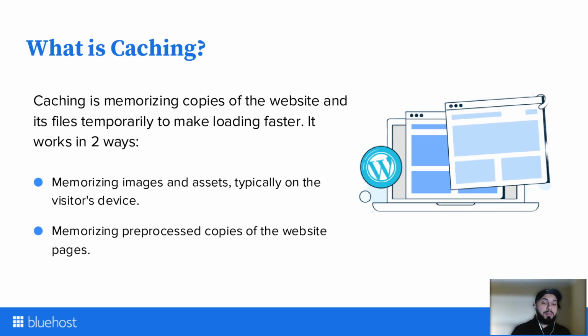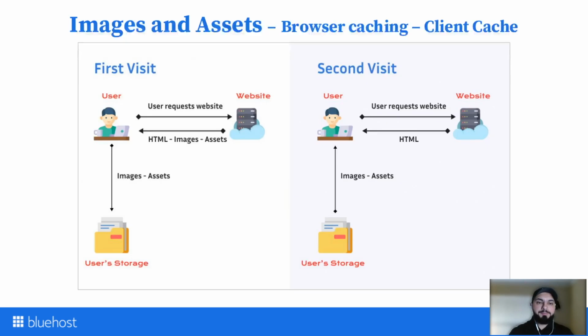Also, memorizing pre-processed copies of the website, and that's done on the server or on your website. Now, here's the first one, images and assets caching, also known as browser caching or client caching. So basically we have the first visit here, and we have a user here. We have your website, and also we have the user storage, or their computer or their phone. So a user will make a request to your website to get the content of your website, and then your website will give it the HTML, the images or the videos of the content of the website. Also, it will give it the assets, JavaScript, CSS.